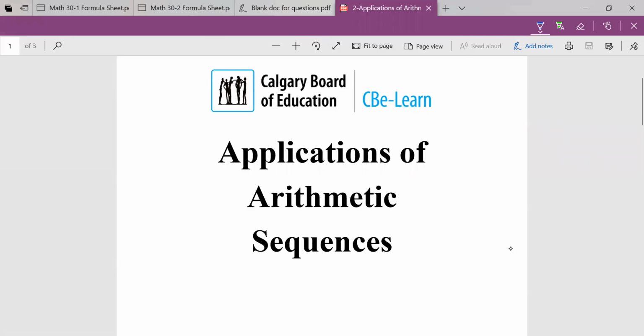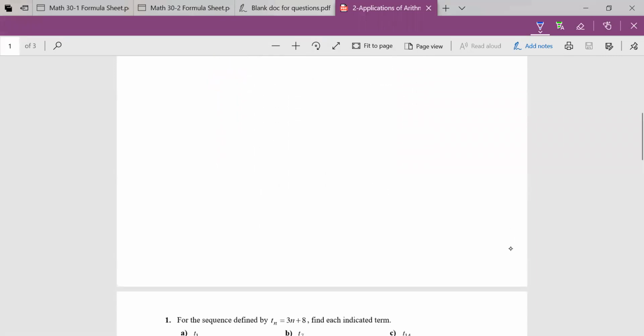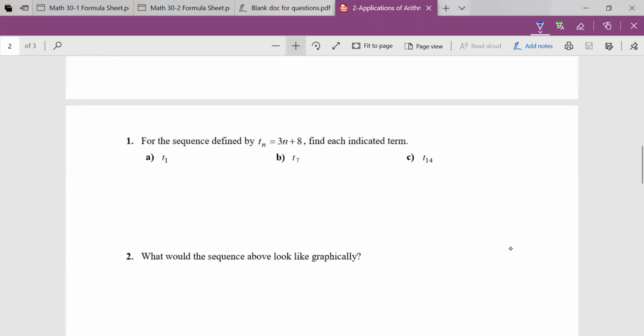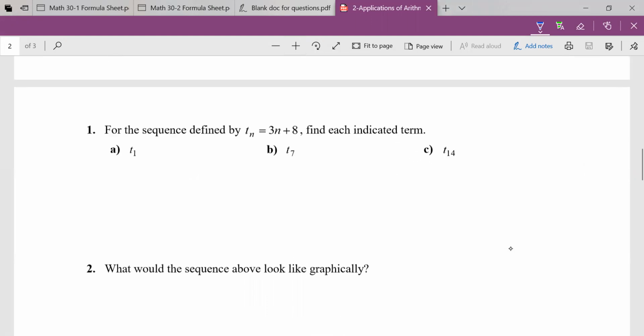Hey, 20-1s. Here we are in the next lesson of sequences and series. And this one's about the applications of arithmetic sequences. And it's not going to be a big leap from where we were after the first lesson. We're just going to, first off, do a quick review of what we did last time, and then we'll go into what this will look like graphically, and then maybe an application question.